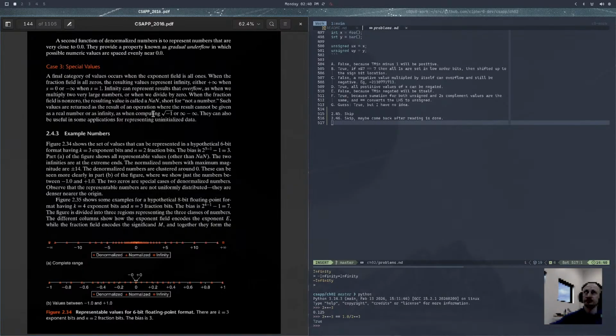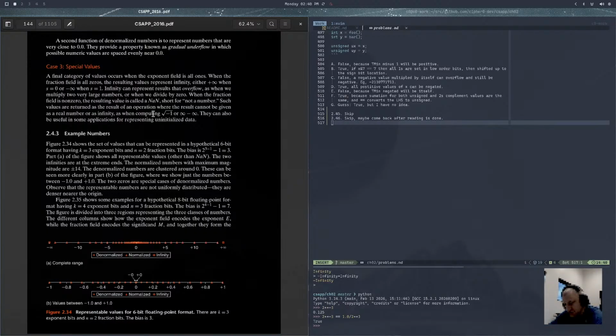Example numbers. Figure 2.34 shows a set of values that can be represented in a hypothetical 6-bit format having k = 3 exponent bits and n = 2 fraction bits. The bias is 2^(3-1) - 1, which is 3. Part A of the figure shows all representable values other than NaN. The two infinities are at the extreme ends. The normalized numbers with maximum magnitude are ±14.